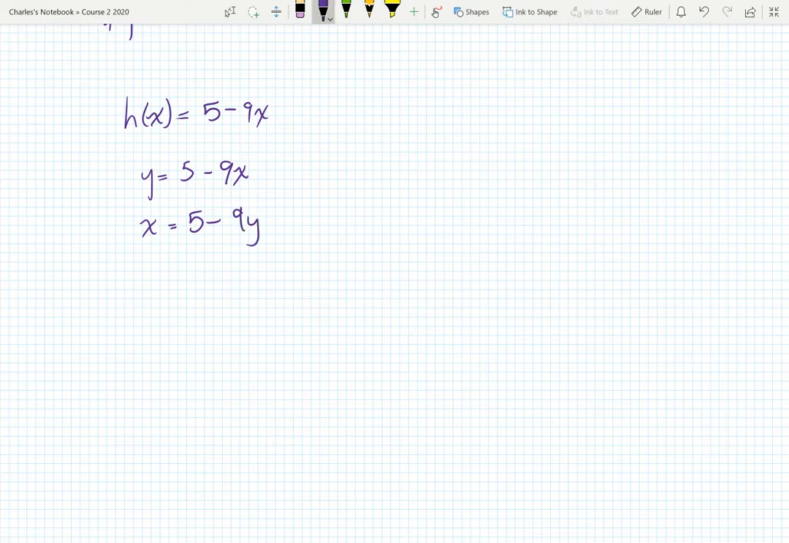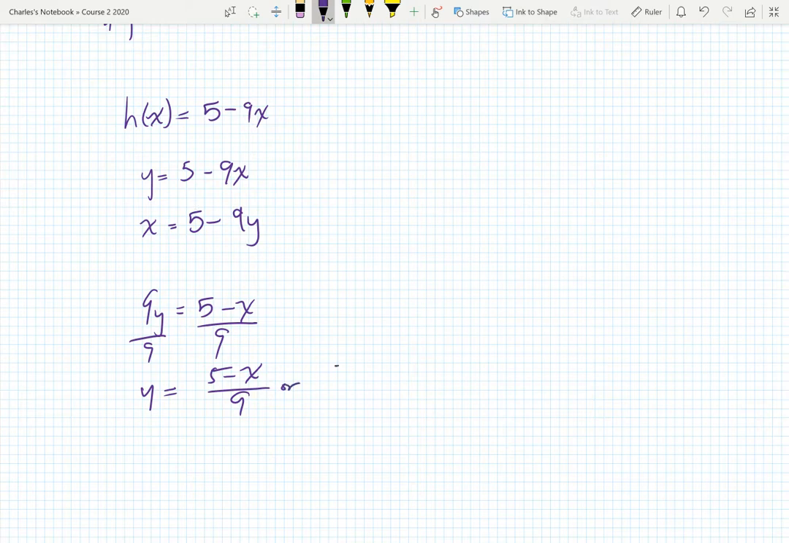But in math, we never see the x as the dependent variable and the y as the independent variable. We always see it the other way, so I have to do some things algebraically to get y by itself. And I get y is equal to 5 minus x over 9, or if you're into this kind of thing, you could write it as 5 over 9 minus x over 9.